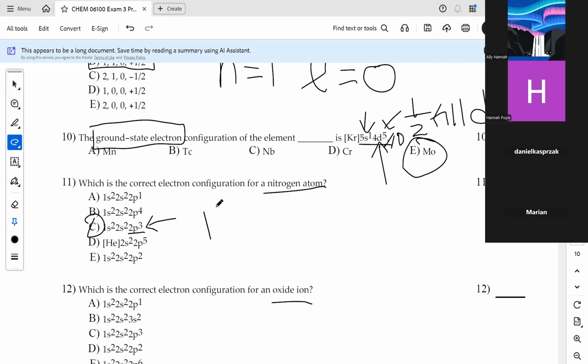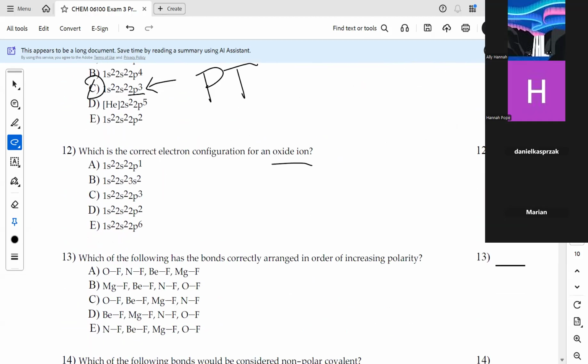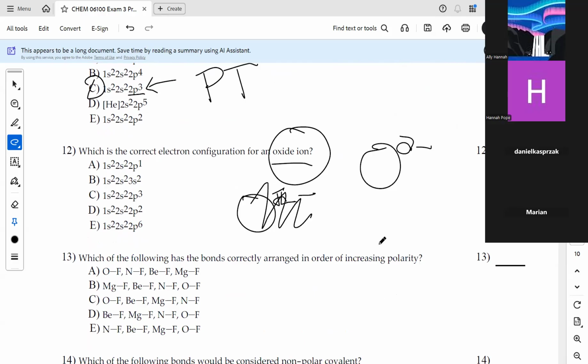So again, the periodic table is the best place to find help, to find answers for electron configurations, even for ionic electron configurations here. So the oxide ion. First you have to figure out what that is. So that's oxygen with two extra electrons, right? 2 negative is the oxide ion here.